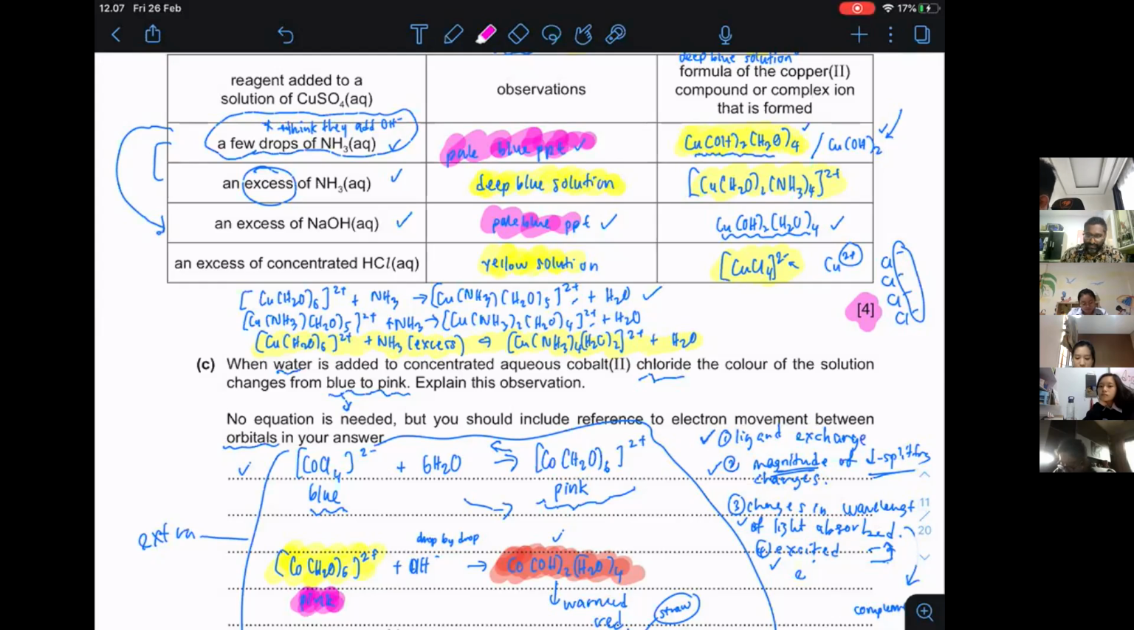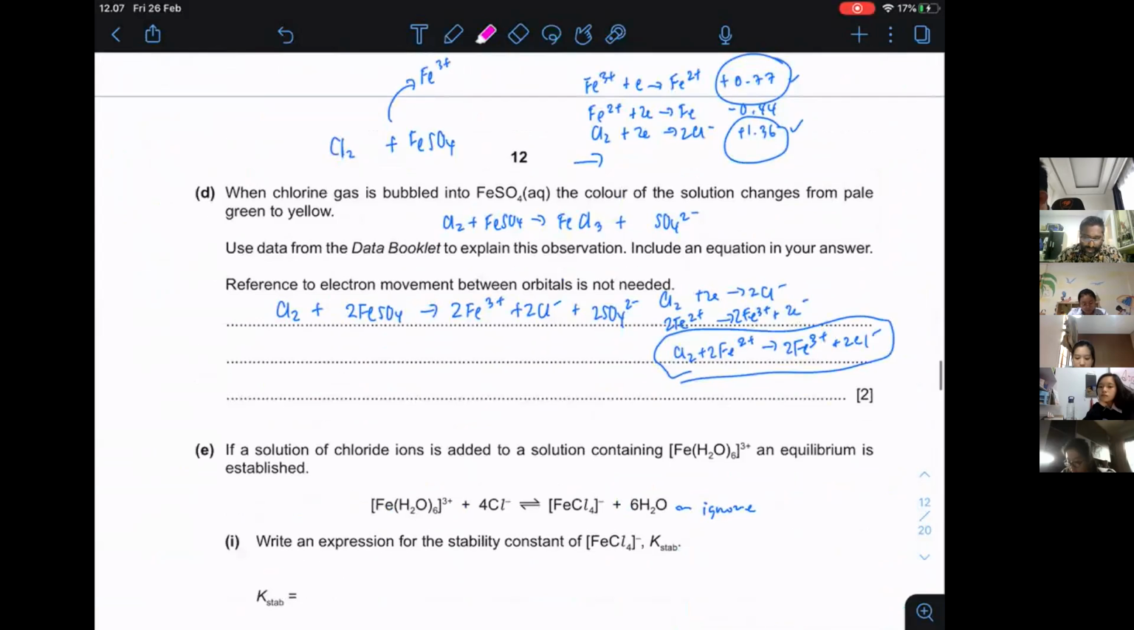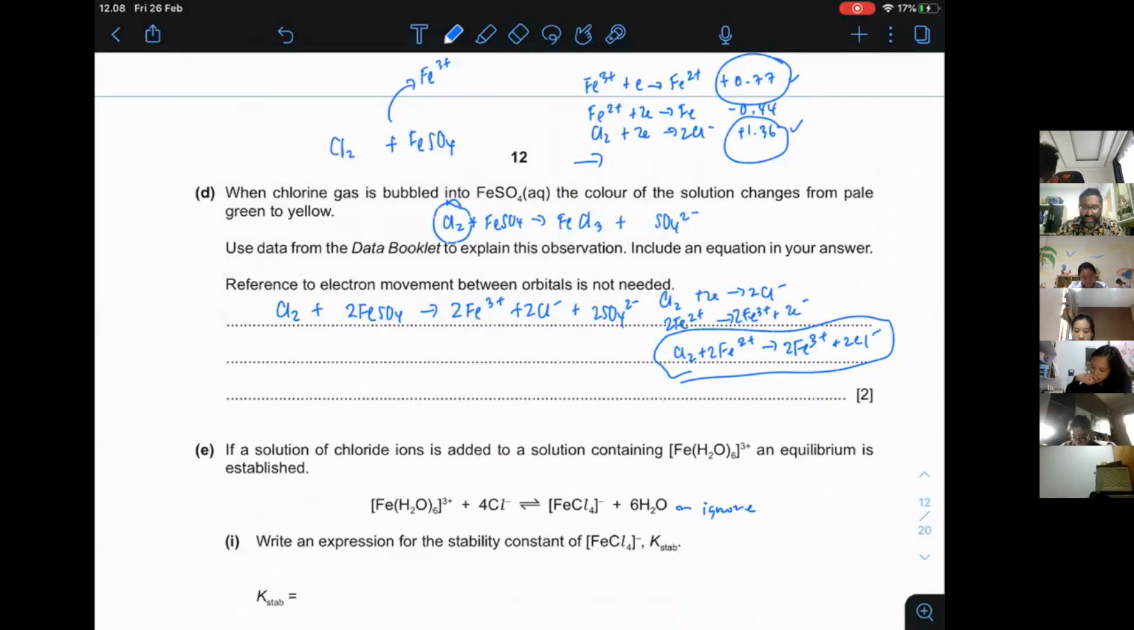Okay, please remember this. Now, next, when chlorine gas is bubbled into FeSO4, the color of the solution changes from pale green to yellow. It means that the pale green is related to my Cl2. Now it's going to become yellow. So if I have something related to Cl2, it becomes yellow.